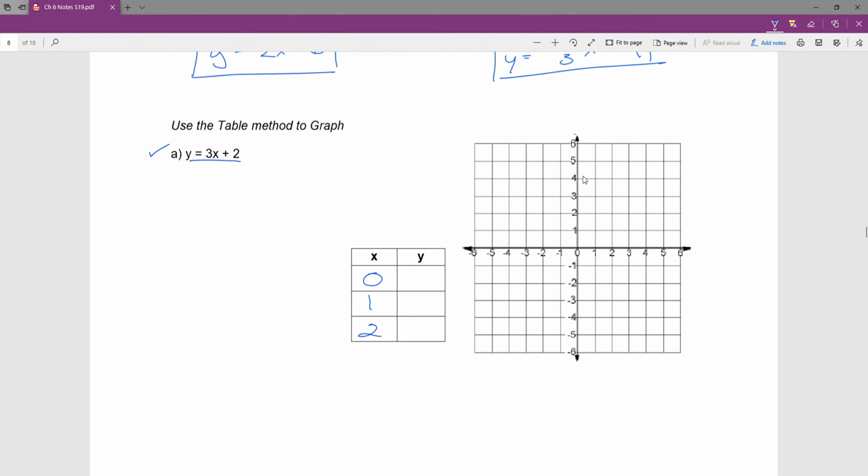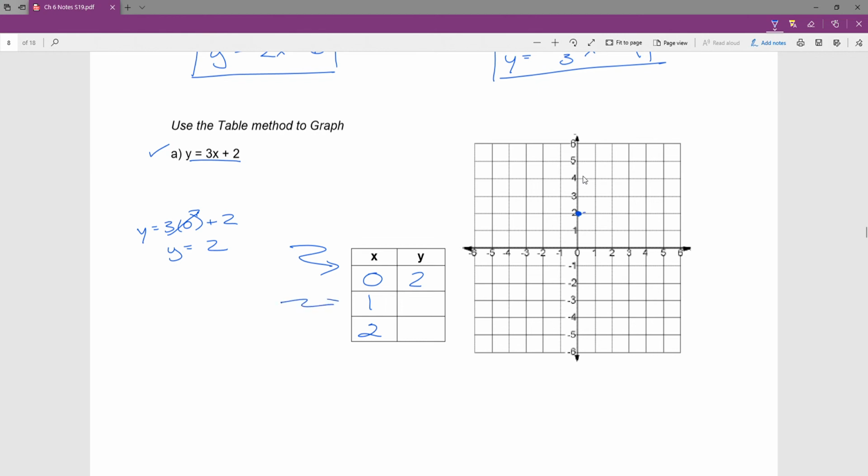So in these ones, I'm going to solve for y when x equals 0. So y would equal 3 times 0 plus 2, or y would equal 2. So I could fill in my chart there. I could even go so far as to take that ordered pair and graph it. So there's my first point that should be part of my line on the graph.